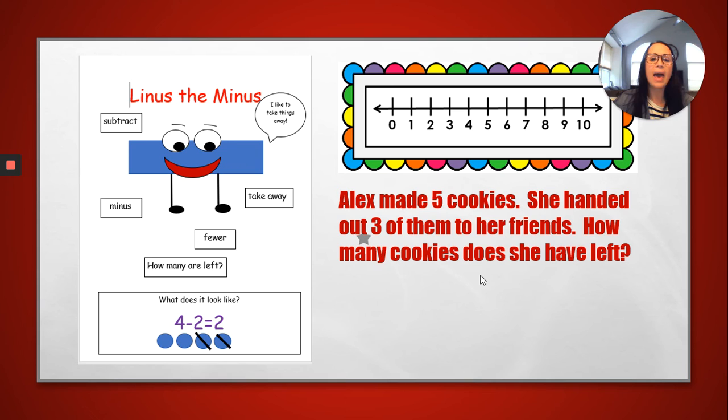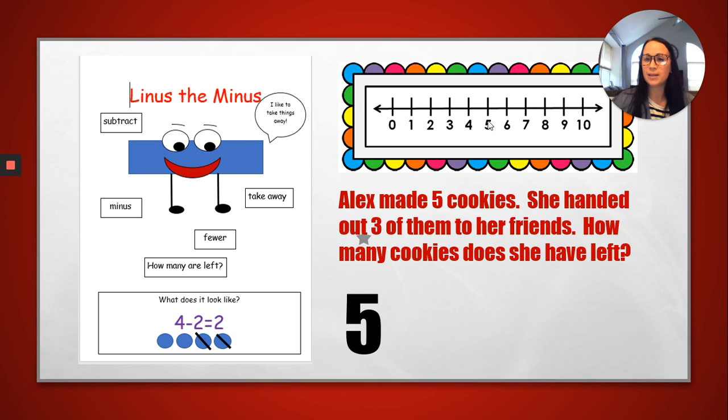Okay. Alex made 5 cookies. She handed out 3 of them to her friends. How many cookies does she have left? All right. It said, how many cookies does she have left? So we know we are going to subtract. So what number is our biggest number? Alex made 5 cookies. So I'm going to put my mouse right here on the number 5 because that's where we're going to start. There's my 5.